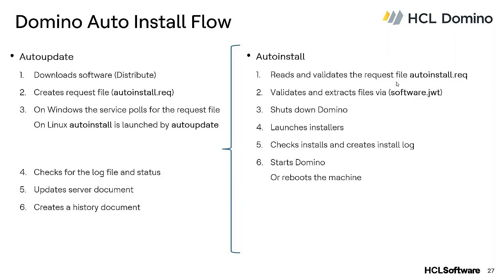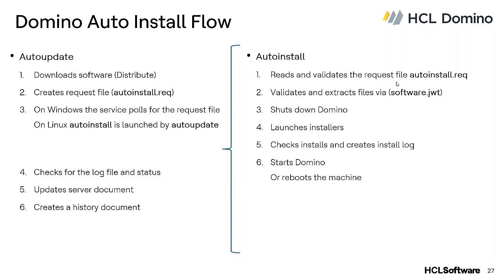So first of all, auto update will distribute the software to the target server, or the target server distributes the software to itself essentially. And also, if the software hadn't yet been downloaded, then the download server would download it before the distribute.